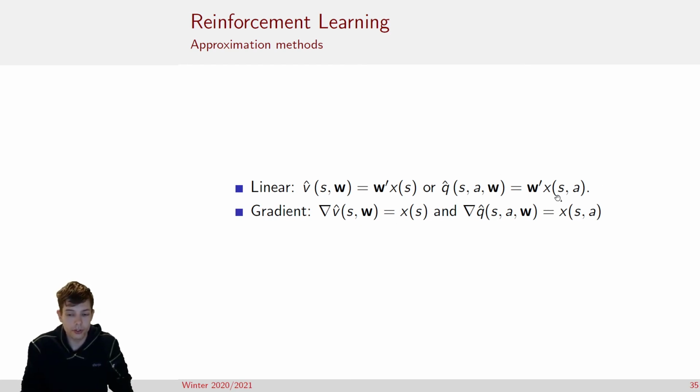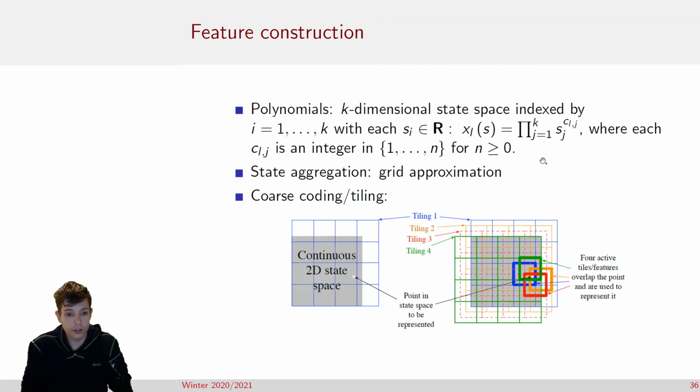We can also do this for the action value function by saying that we derive the features not just from the states, but from state-action combinations. Let's have a brief look at some methods of creating features. I'll just show you these for completion. We are not going to use these in the next week, but nevertheless, I think it might be interesting to learn about them a bit.